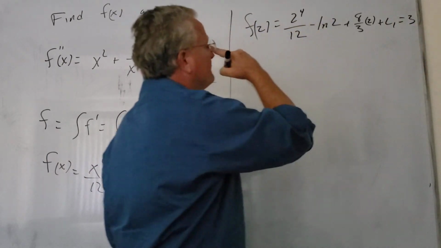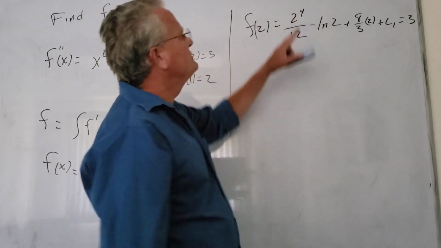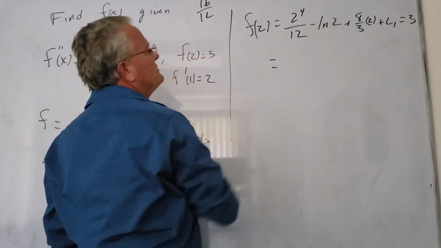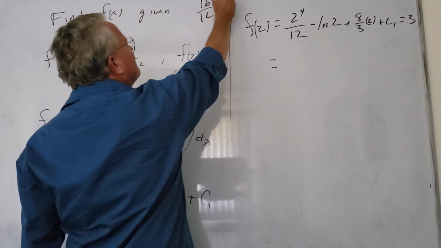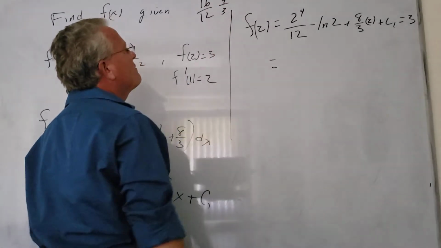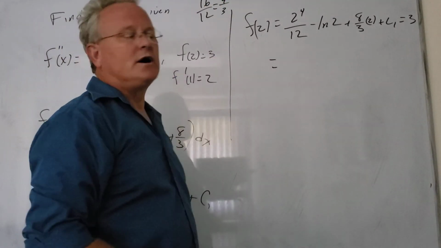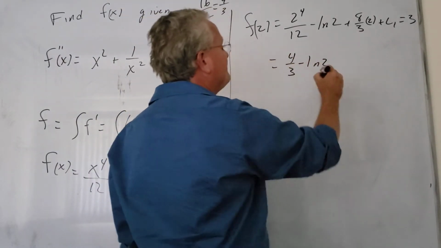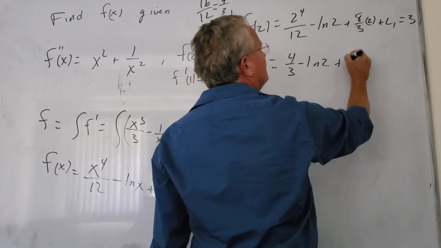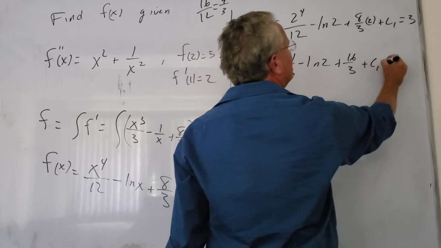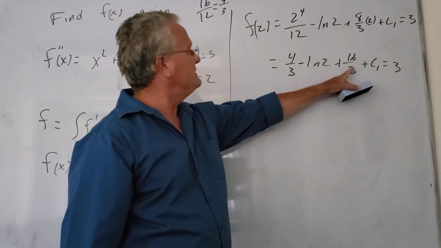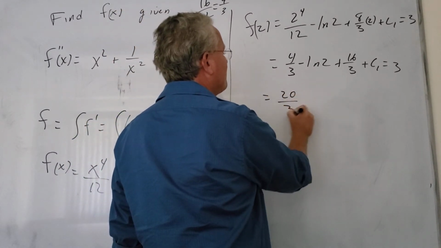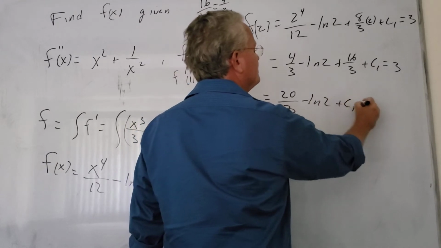And now we just solve this for c1. So what do we get here? 2 times 2 is 4, times 4 is 16. This is 16 over 12. Let me do this on the side. 16 over 12 reduces to 4/3. So 16 over 12 reduces to 4/3 minus the natural log of 2 plus 16 over 3 plus c1 is equal to 3. So when I add these, 16 plus 4 gives us 20/3. So we get 20 over 3 minus the natural log of 2.